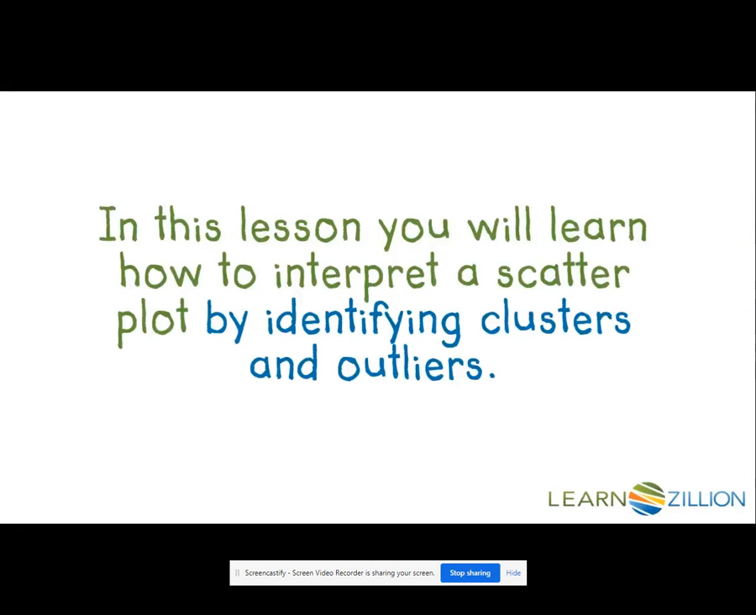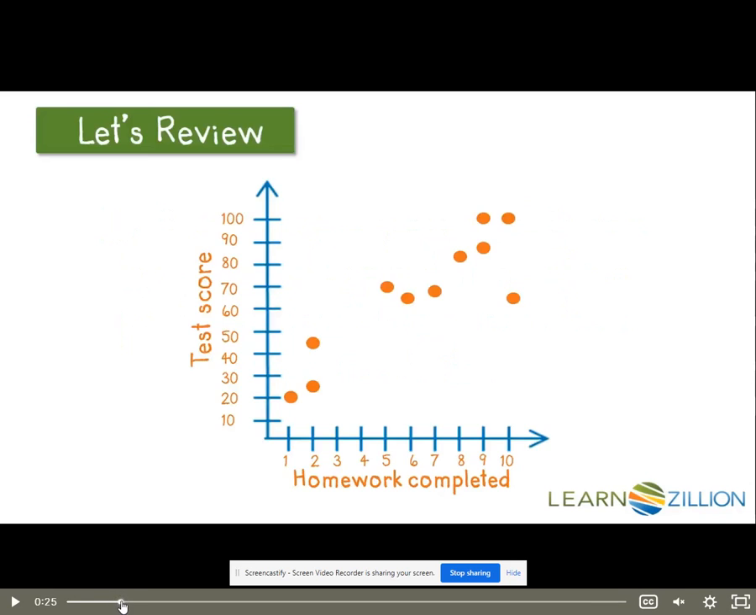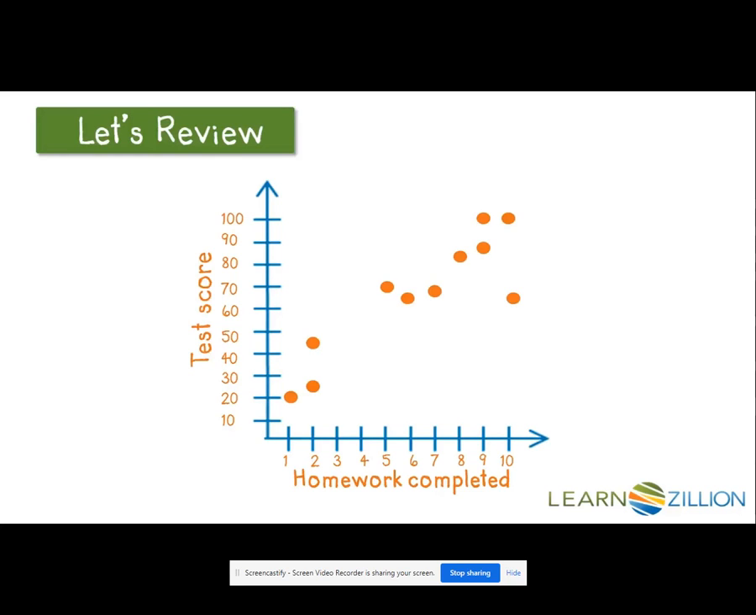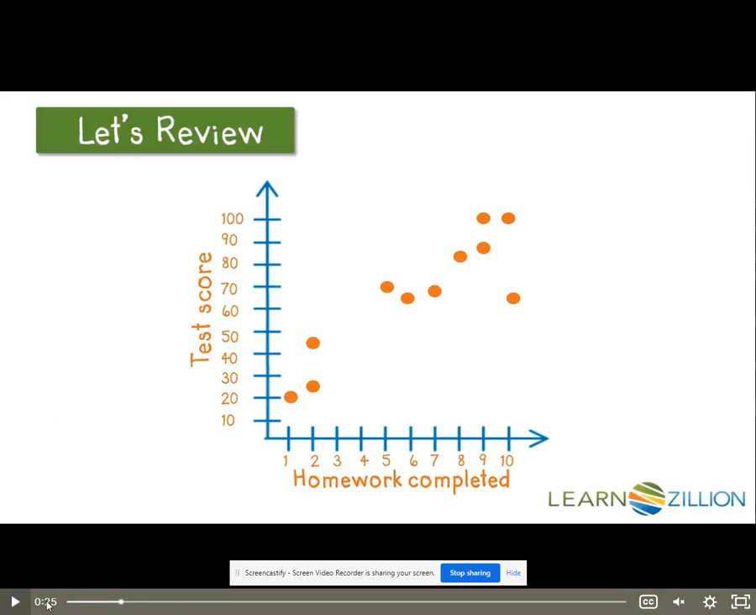And this is our last example to prepare you for your Google form today. So in this lesson, you will learn how to interpret a scatter plot by identifying clusters and outliers. Okay, so we are going to just compare this example. And this table or graph shows us homework completed and test scores. So your x-axis is homework completed, and then your y-axis are your test scores. So if you complete 10 homework assignments, you should score at least a 60.